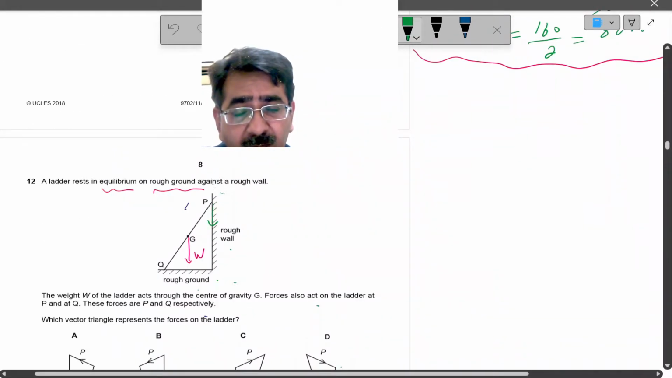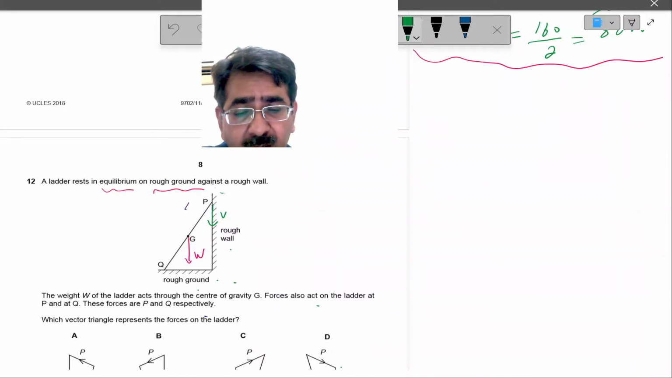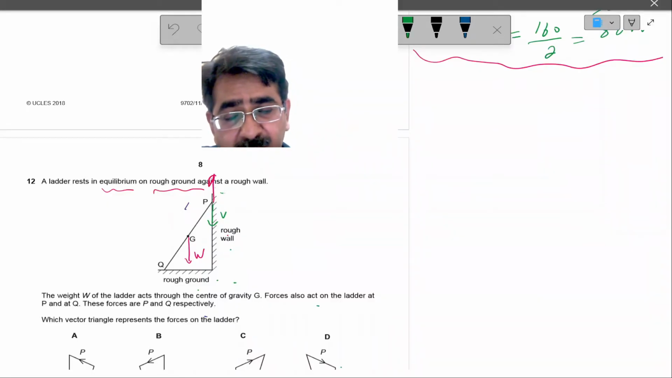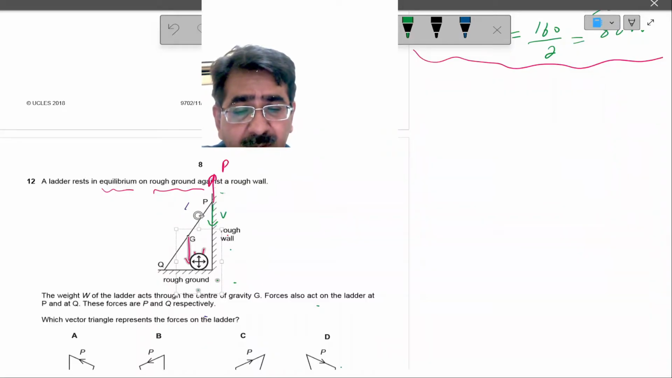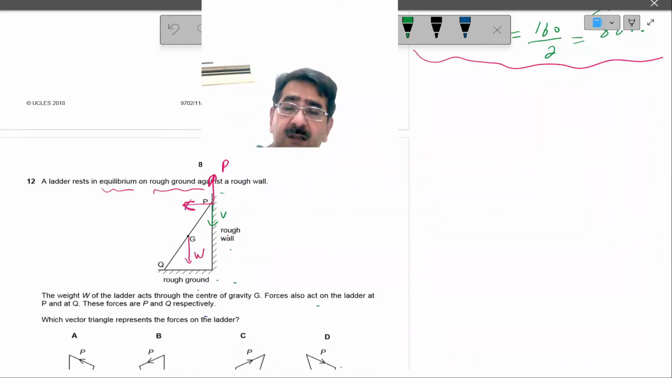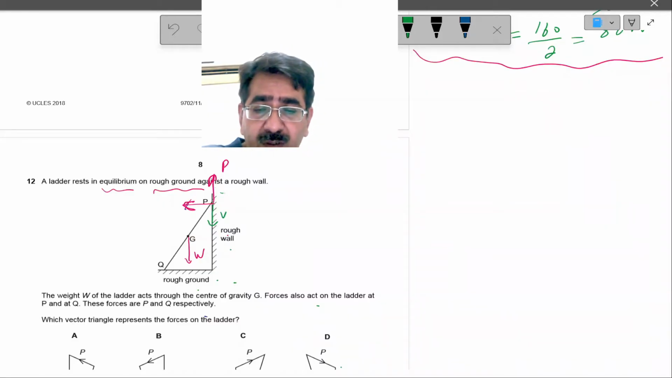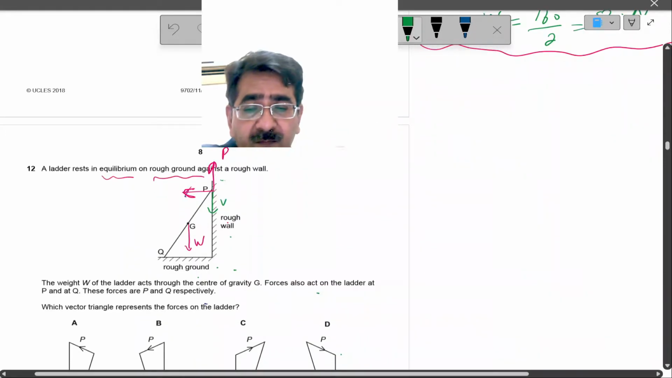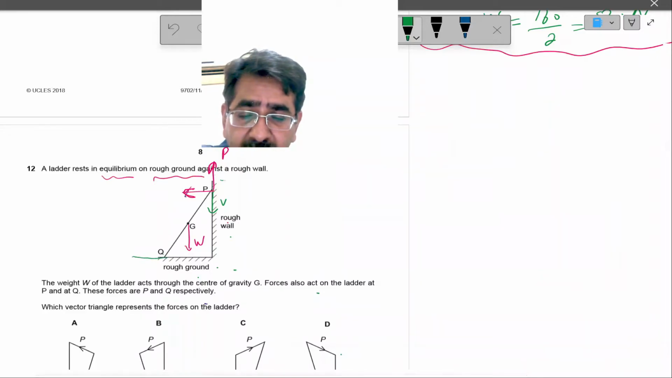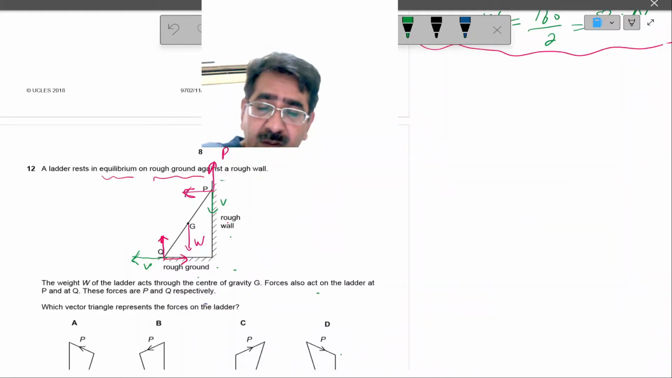The weight will be downward, because due to weight it will try to move downward, but at the reaction there will be two forces, one upward and one in this direction, the resistance. So at point P there will be two forces, horizontal and vertical. The direction will be this, and at Q, due to weight, the reaction force will be this and this.